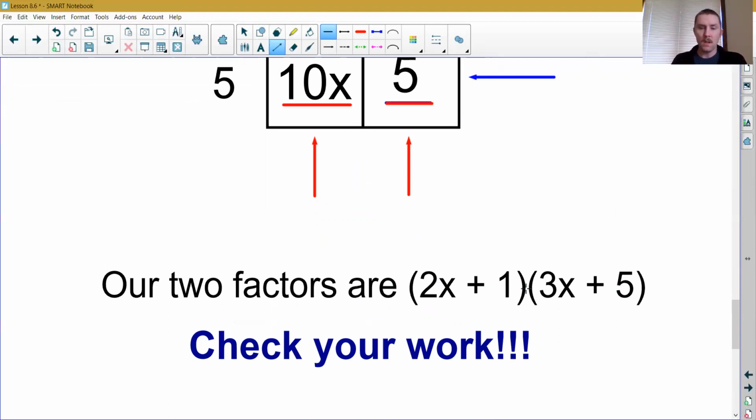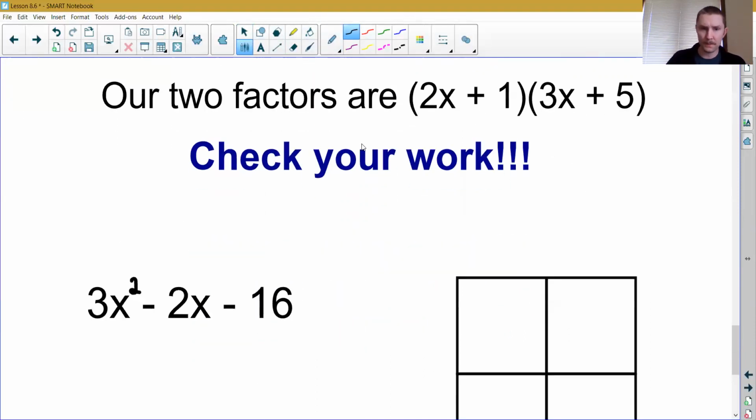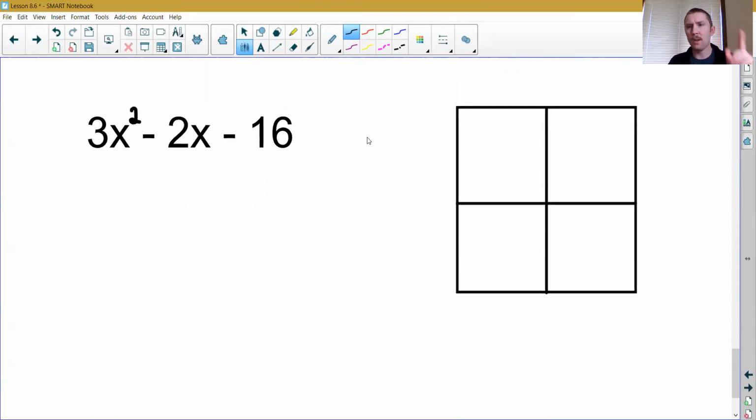okay? Now, let's look at another example where we're going to do the whole process. Okay, we're going to fill in the whole box together. And this one is going to be a little bit different, a little bit trickier, because there are negative signs, okay, because there are minus signs, and we have to know how to deal with those.